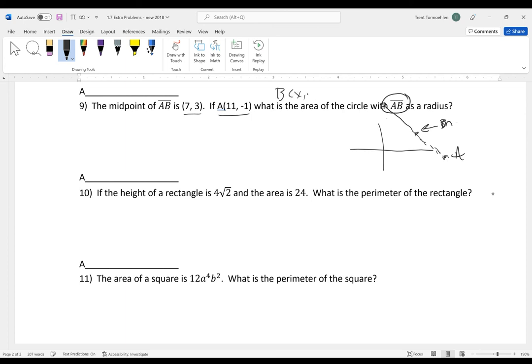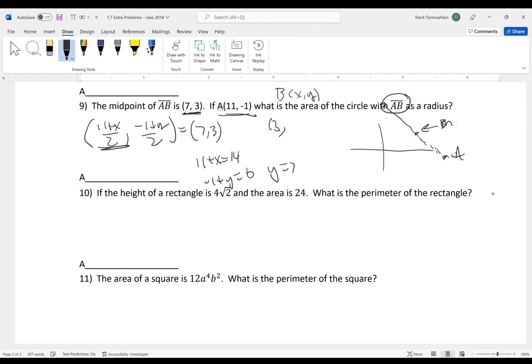let B be (x, y), and then set up an equation that said the midpoint between (11, -1) and (x, y) is ((11 plus x) over 2, (-1 plus y) over 2), and that equals the midpoint, which is (7, 3). And so you can set this equation up. So (11 plus x) over 2 equals 7. So you're going to get 11 plus x equals 14. So x is 3. And then you got (-1 plus y) over 2 equals 3. So -1 plus y equals 6. And so y equals 7. And so you get (3, 7) as B.